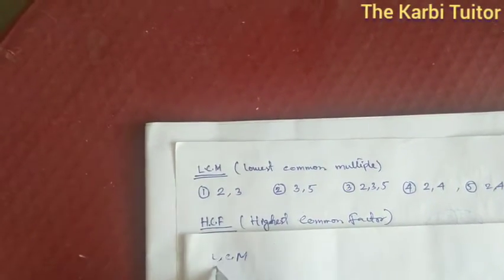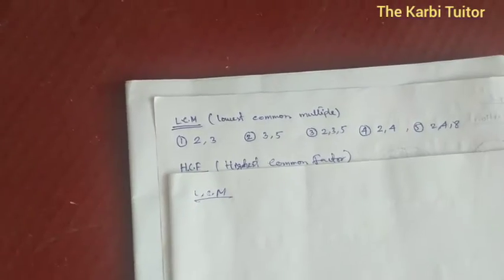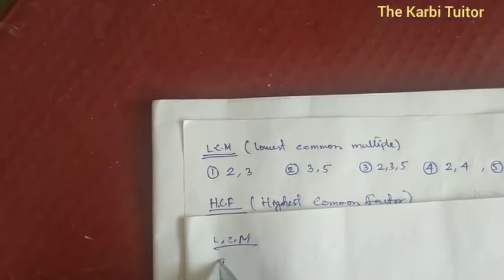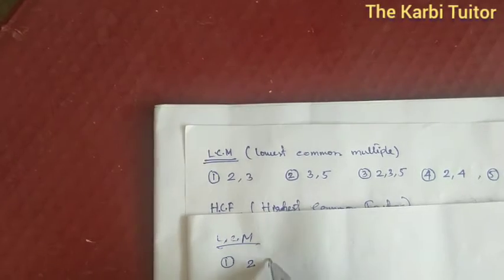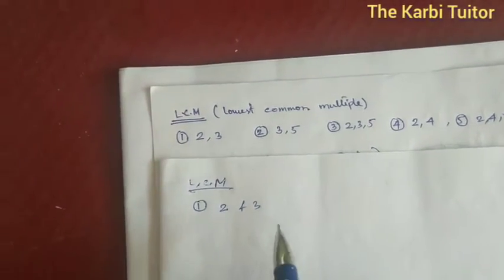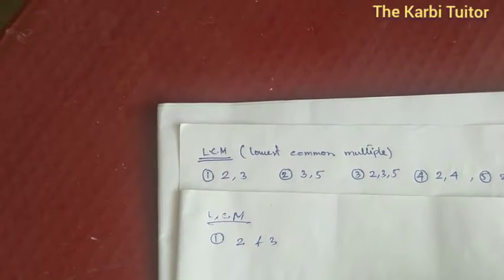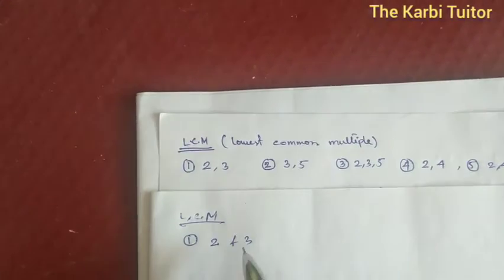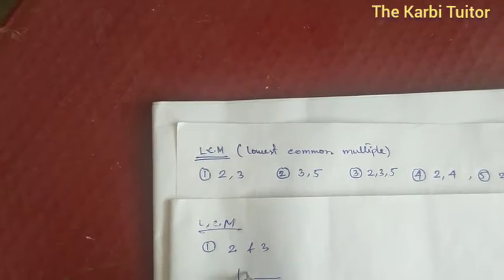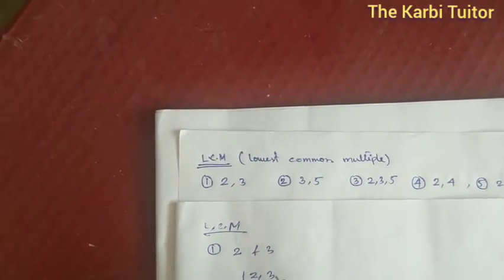LCM. So LCM of 2 and 3. Okay, LCM of 2 and 3. How do we find the LCM? We find it this way, by prime factorization of 2 and 3.